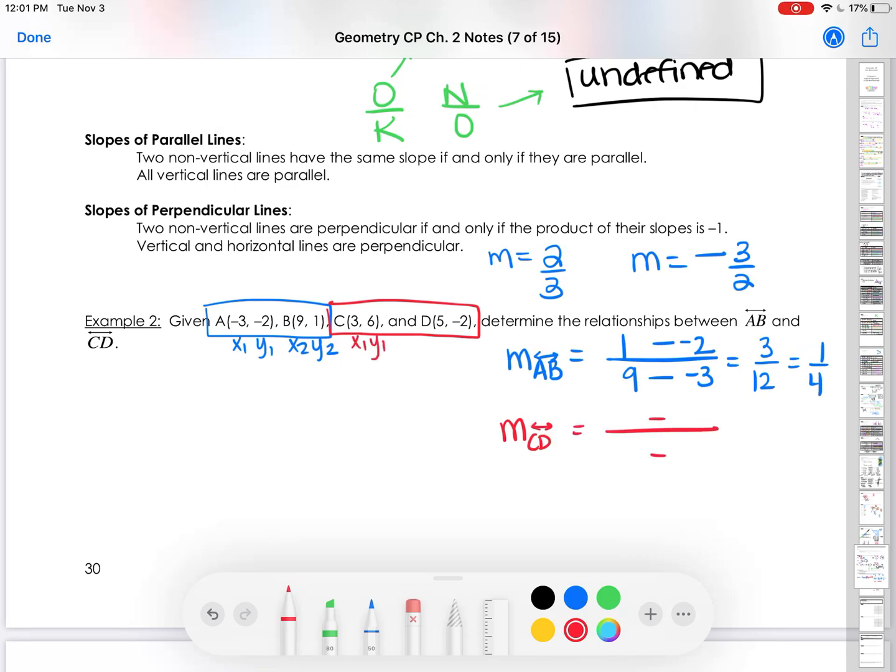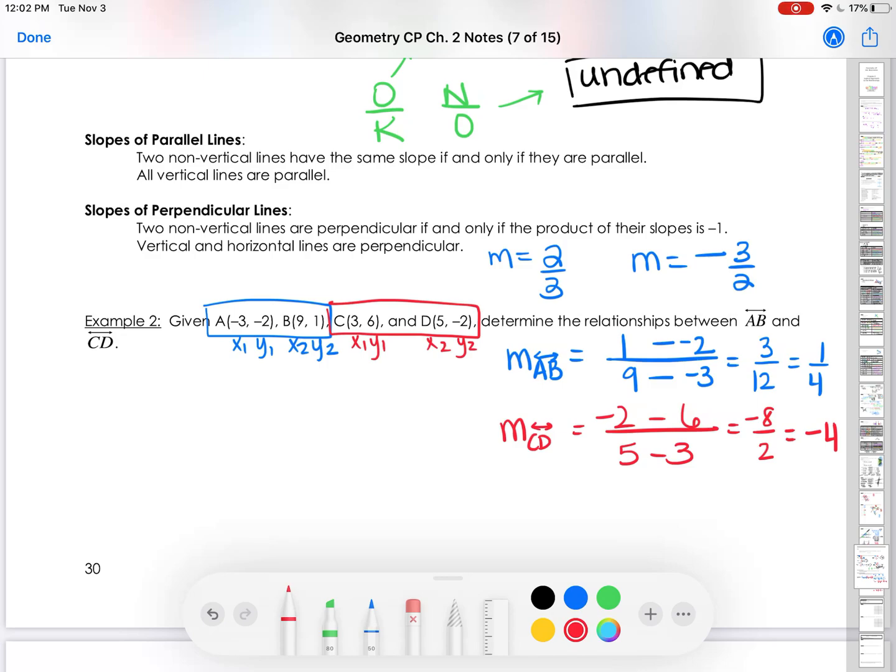Okay, again, we're going to subtract y's, subtract x's. So we have x1, y1, x2, y2. So that's negative 2 minus 6, and that's 5 minus 3. So that's going to give me negative 8 over 2, or that's going to give me negative 4.